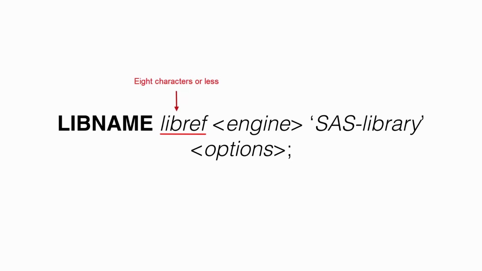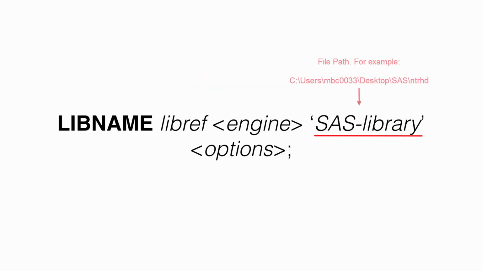The name cannot be more than 8 characters in length, cannot start with a number, cannot start with a special character other than the underscore, and can only contain letters, numbers, and the underscore character. Finally, you'll use a path to point SAS to an actual physical file location where you want to store the files in this library. You'll write the path in either single or double quotes.